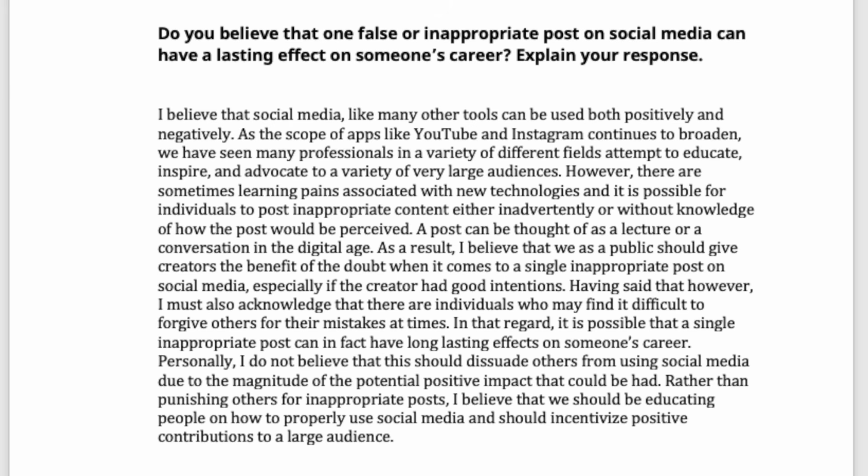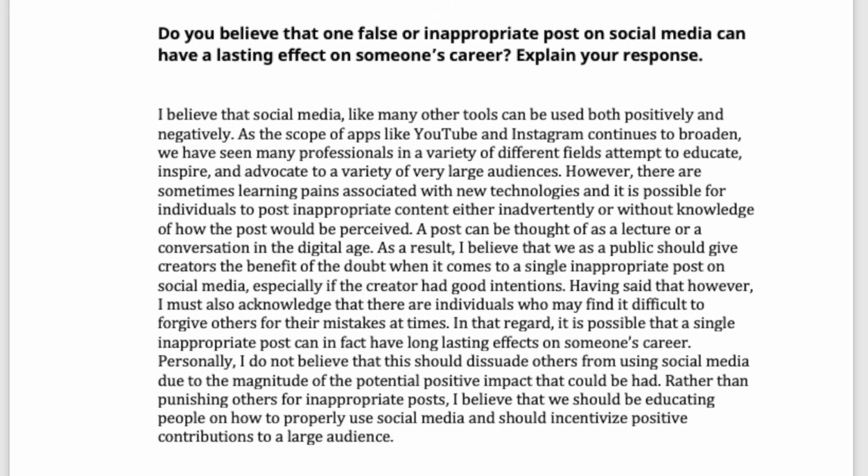A post could be thought of as a lecture or conversation in the digital age. As a result, I believe that we as a public should give creators the benefit of the doubt when it comes to a single inappropriate post on social media, especially if the creator has good intentions. Having said that, however, I must also acknowledge that there are individuals who may find it difficult to forgive others for their mistakes at times. In that regard, it is possible that a single inappropriate post can in fact have long-lasting effects on someone's career.